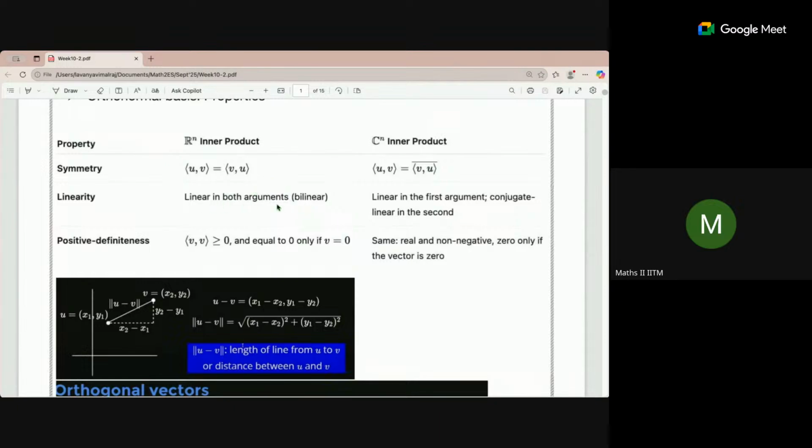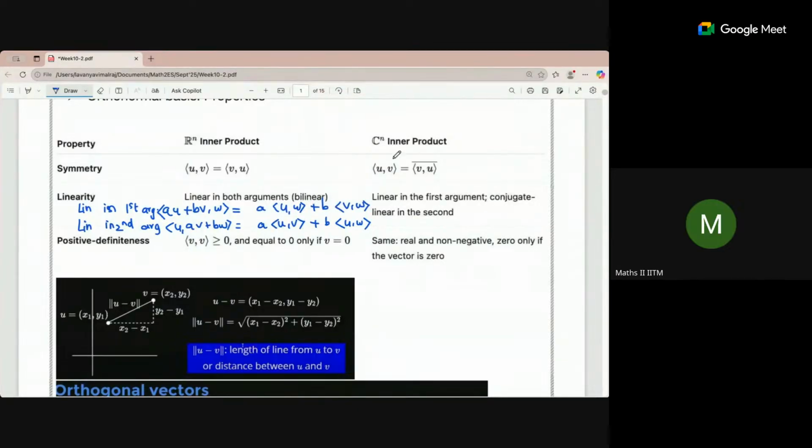So they are bilinear. Bilinear in the sense that if you have the inner product of au plus bv comma w, then you have a times the inner product of u comma w plus b times the inner product of v comma w, right? And this is the linearity in the first argument. And linearity in the second argument means that you have the inner product of u comma av plus bw is equal to a times the inner product of u comma v plus b times the inner product of u comma w. So you have linearity in both the arguments.